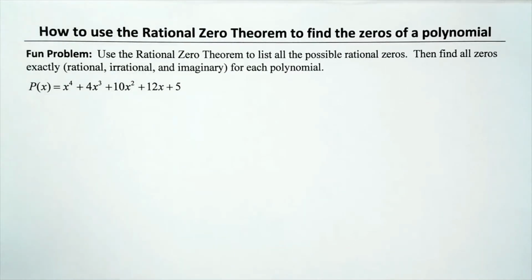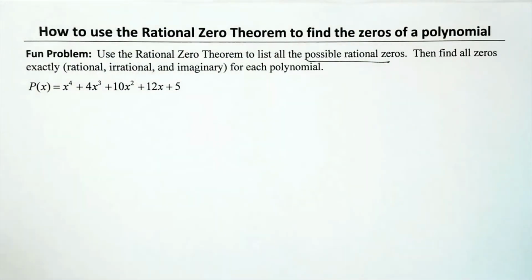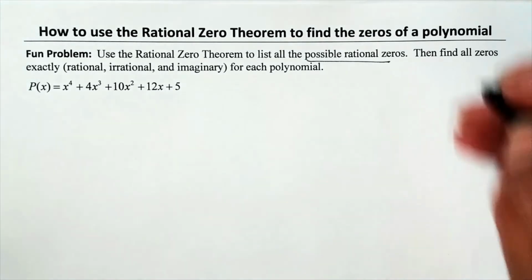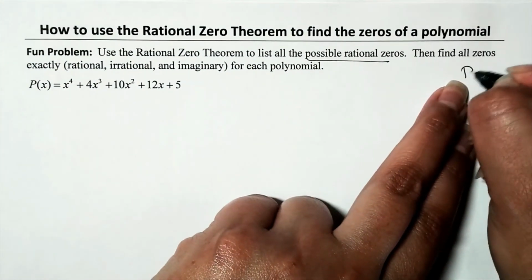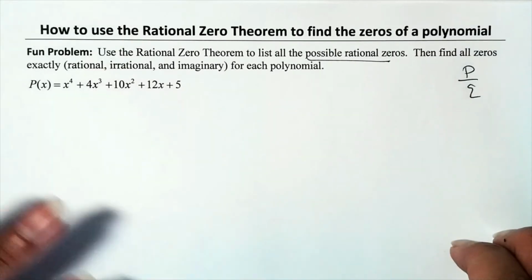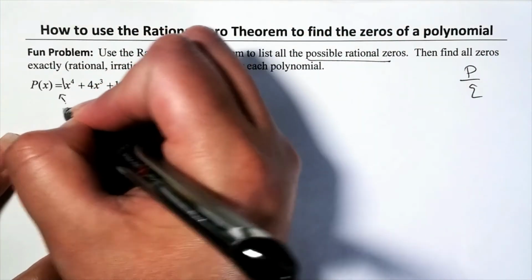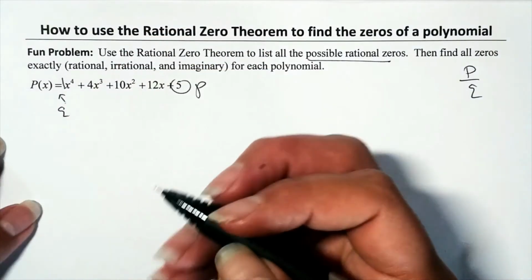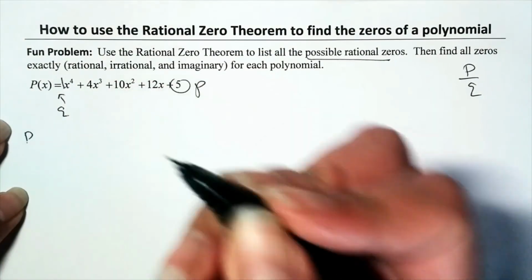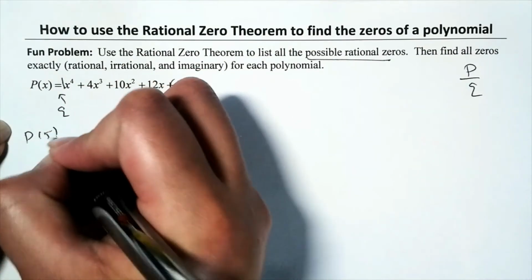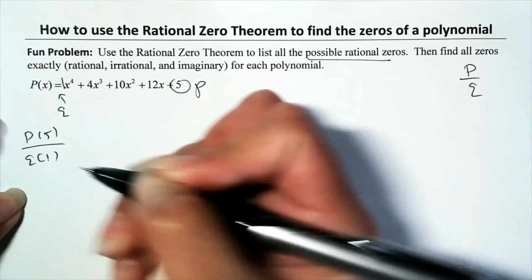You know the speech. We are asked to use the rational zero theorem to list all the possible rational zeros, and then find all zeros exactly. So no rounding. We want the rational, irrational, and non-real zeros. The rational zero theorem states that every rational zero is of the form P over Q, where P represents factors of the constant term and Q represents factors of the leading coefficient, namely 1.